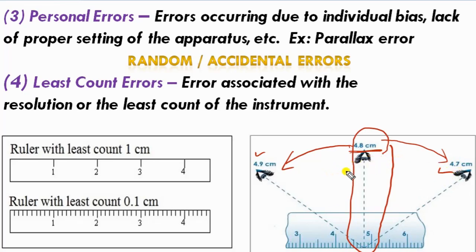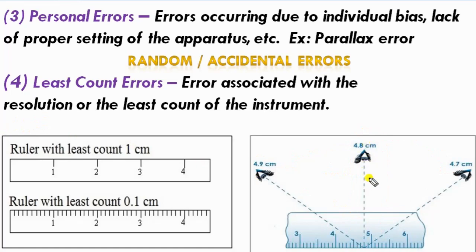So the correct way of reporting any measurement is to keep your eye perpendicular to the scale. See, when a person is keeping his eye perpendicular to the scale, he will write down the correct value, that is 4.8 centimeter in this case. This type of error is known as parallax error, which is the perfect example of personal biasedness of a person that causes personal error, which is a form of systematic error. Okay.